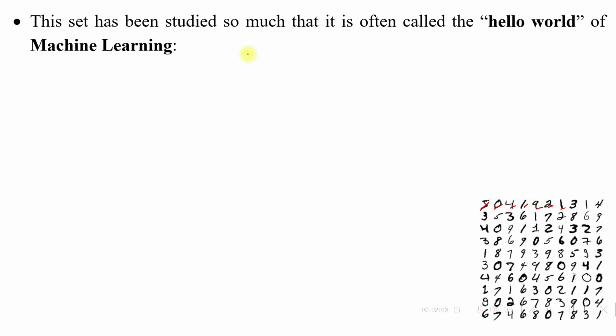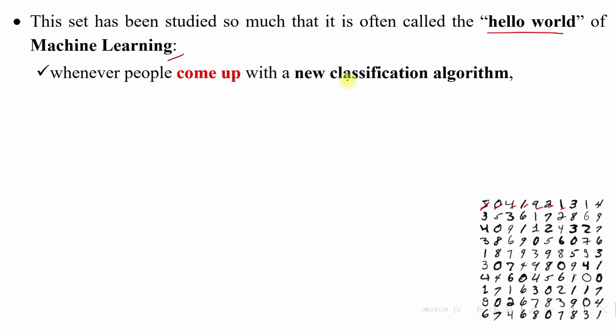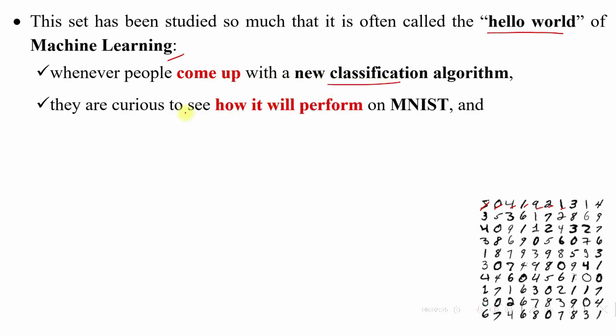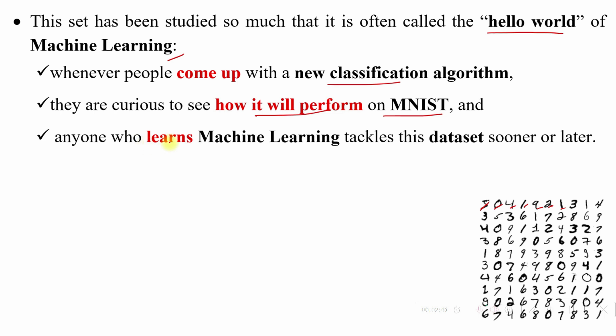This data set has been studied so much that it is often called the hello world of machine learning. That means whenever you want to perform some machine learning algorithm, we use the MNIST dataset as a basic dataset in order to perform classification. So that's why it is one of the hello worlds of machine learning programming. It is a simple, easily understood dataset for classification algorithms. Whenever people come up with new classification algorithms, they are curious to see how it will perform on the MNIST dataset, and anyone who learns machine learning tackles this dataset sooner or later.